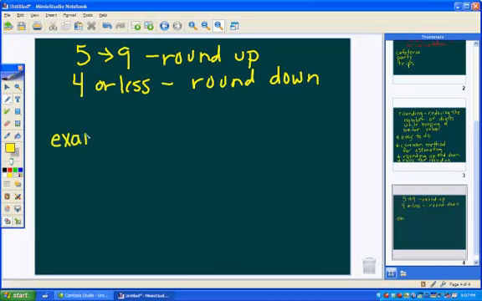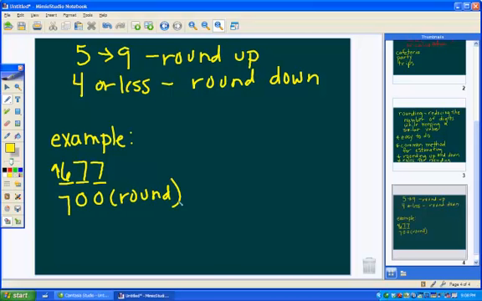Example 1. If you had the number 677 and your question said for you to round to the place of the underlined digit, you would look at this place and then look next door, which is a 7, and the rule is 5 to 9 round up, so you're going to round this guy up. So these guys will turn into zeros and the 6 will turn into a 7. So this is your estimation by rounding.